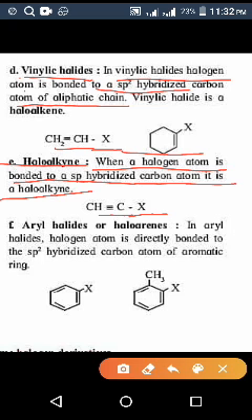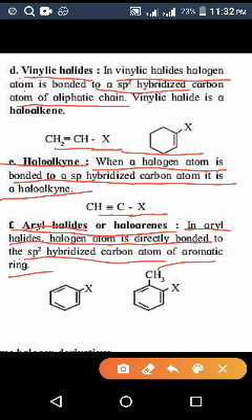And the last classification is aryl halide, also known as haloarene. In aryl halide, the halogen atom is directly bonded to an sp2 hybridized carbon atom of an aromatic ring. See, this halogen is attached to an sp2 hybridized carbon atom of the aromatic ring, which is directly bonded to the aromatic ring, and therefore it is known as aryl halide or haloarene.